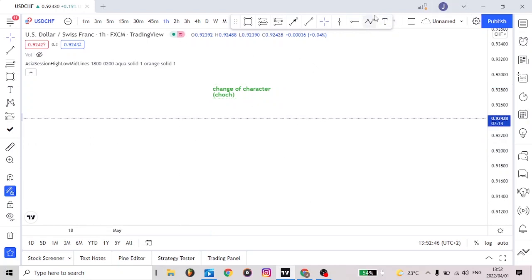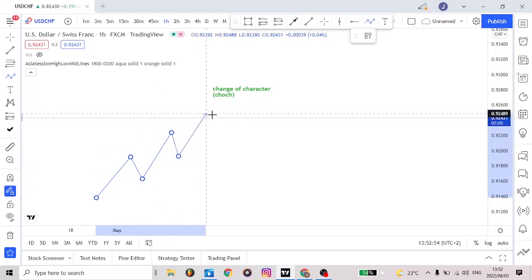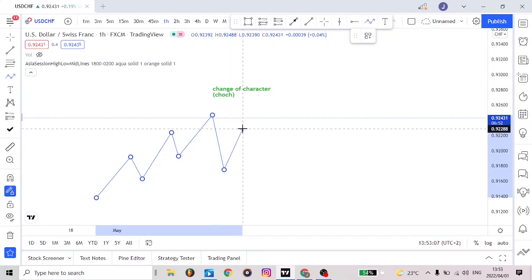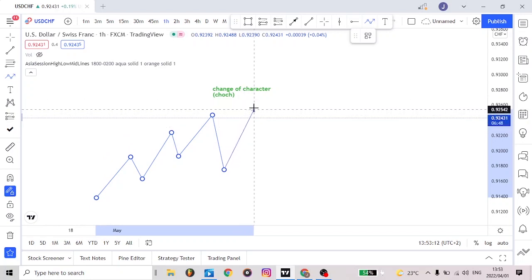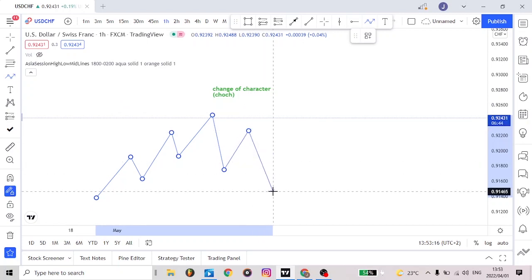Let's say the market is in an uptrend. It's creating higher highs and higher lows, higher highs and higher lows. Now we see the market break the highest low to the downside. Now it goes back up and it fails to break the higher high. It makes a higher low and then it continues to make a lower low.